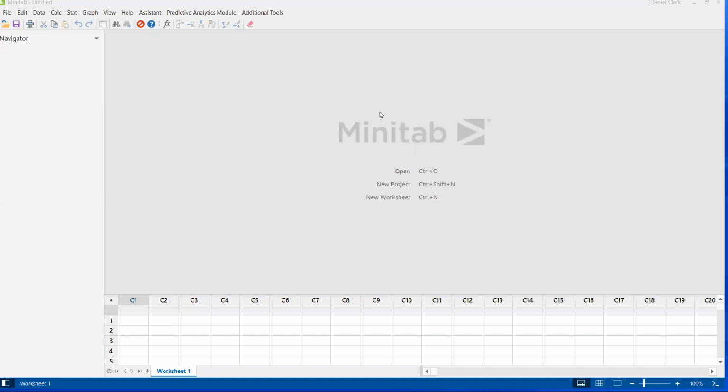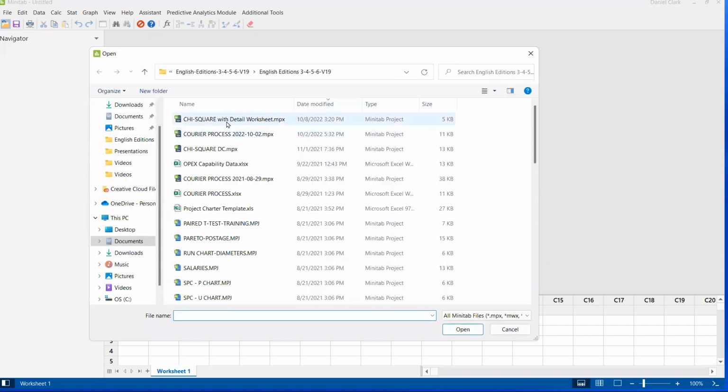In this video, I'm going to show you how to do a chi-square test. So the file we're going to use, it's one of the OpEx files, of course. We're going to the chi-square with detail worksheet. This is a file that's based on the original OpEx file, but I've added separate detail. So use the chi-square with detail worksheet.